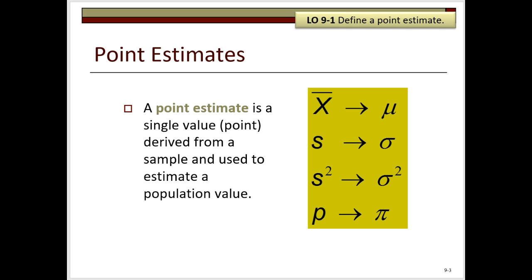A numeric value computed from a sample is called a statistic. It's also known as a point estimate. A point estimate is used to estimate a population value, some parameter. For example, a sample mean x bar is a point estimate of the population mean mu. A sample standard deviation S is a point estimate of the population standard deviation sigma, and a sample proportion P is a point estimate of the population proportion pi.